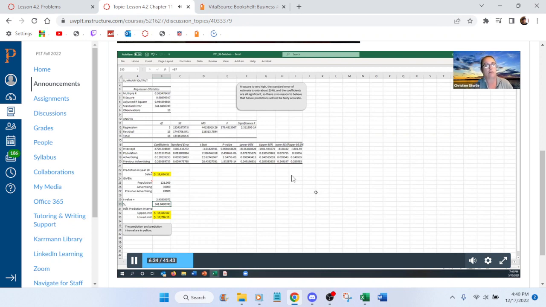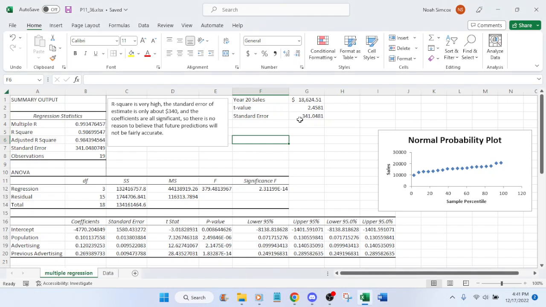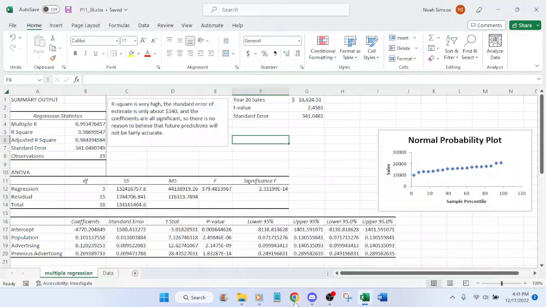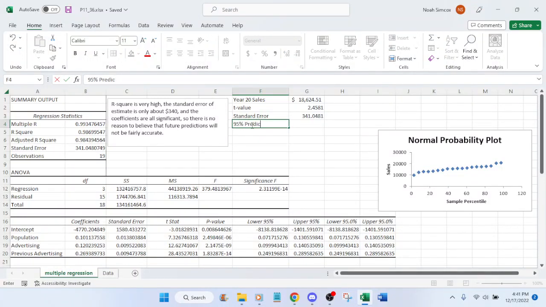So now I can bring all of that together for my prediction interval, where I have my upper limit being equal to the mean number plus the t-value times SE, and the lower limit being minus the t-value times SE. 95% prediction interval.